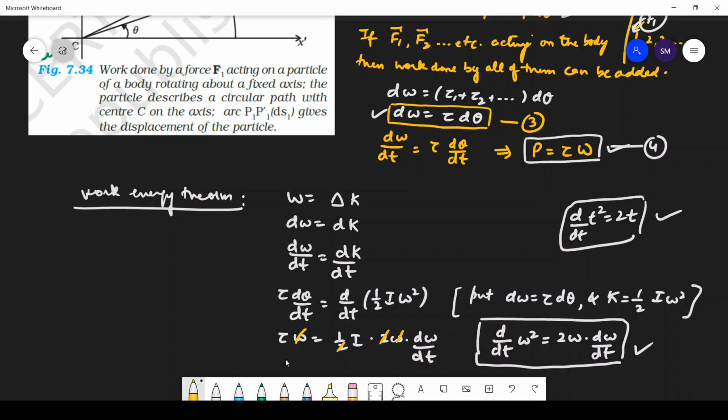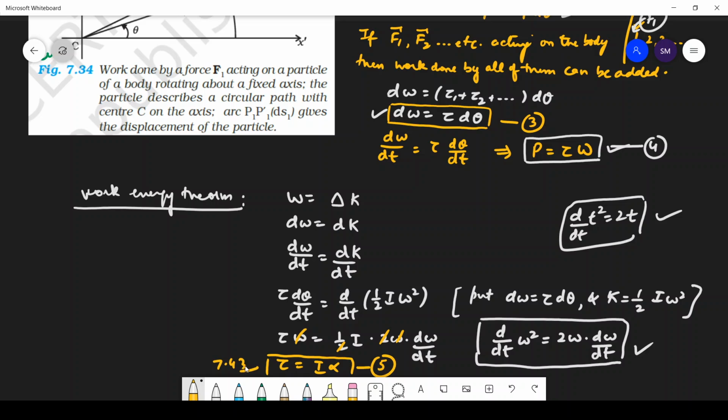So what do you get here? You get tau is equal to I into, what is d omega by dt? Like dv by dt is your acceleration, here it is angular acceleration, that is alpha. So that's your new equation. This is your equation number 5. This is equation 7.43 in your book.